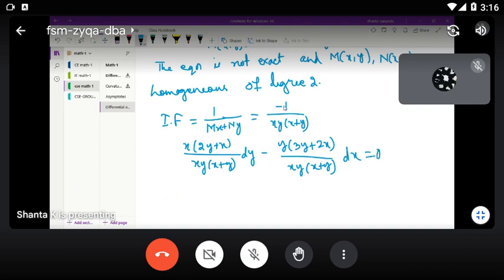So whether you multiply by minus 1 or not doesn't matter. Okay, the minus sign, if you take it common here, that will be taken care of. Now here we can cancel out x, y. So now what can we do? Fraction, partial fraction.